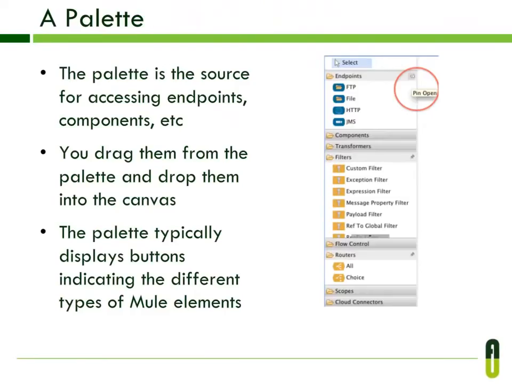A palette. The second component is the palette. The palette is the source for accessing endpoints, components, transformers, and cloud connectors. You drag them from the palette and drop them into the canvas in order to create flows. The palette typically displays buttons indicating the different types of Mule elements. You view the content of each button by clicking on it. If you do not want to expand elements, click the button again to hide the content.